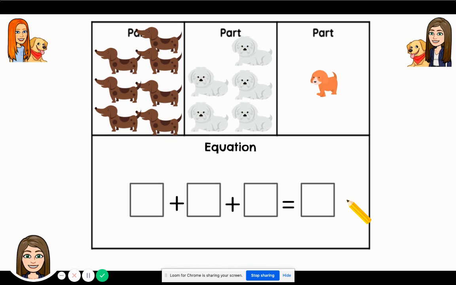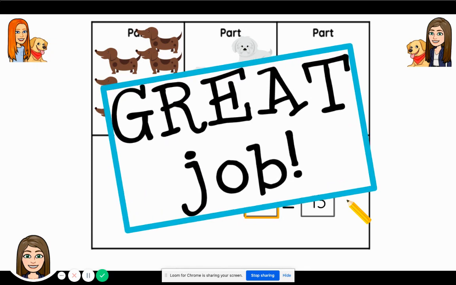If you said 7 plus 5 plus 1 equals 13, you are amazing. Great job!